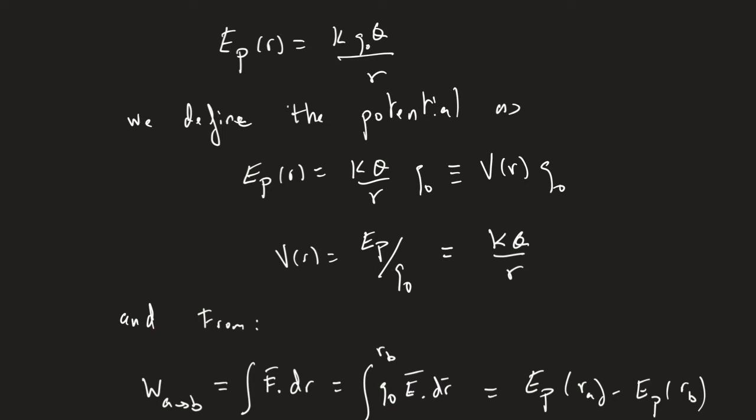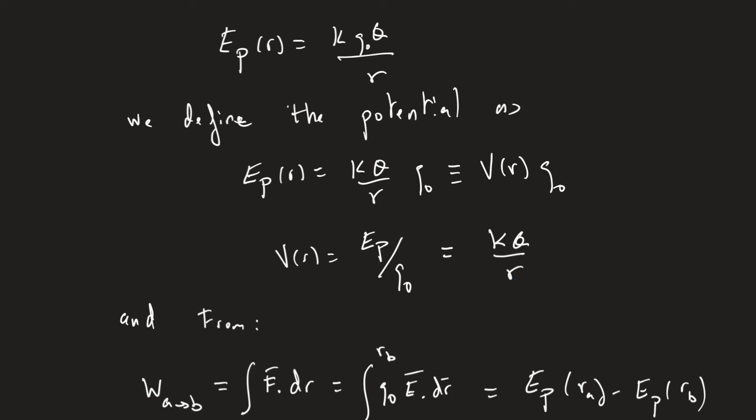So we define the potential, not the potential energy. This is the potential energy. We define the potential V of R. If you see, you can write the potential energy as kq divided by R, times q naught. So the potential is the potential energy, everything divided by q naught. So the potential is kq divided by R.